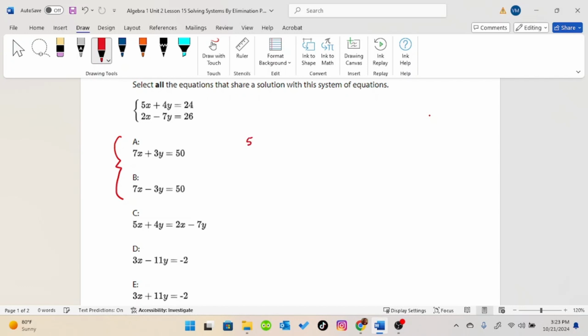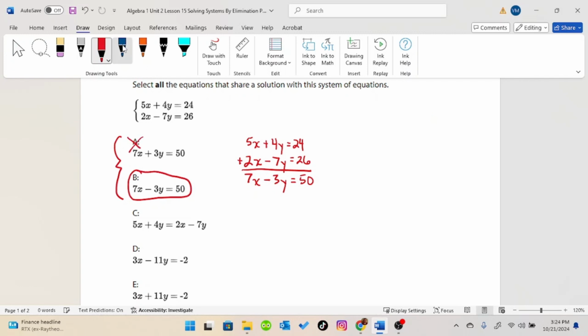So if we take 5x plus 4y equals 24, and we add that to 2x minus 7y equals 26, then that is going to give us 7x minus 3y equals 50. So that means B is correct and A is wrong.